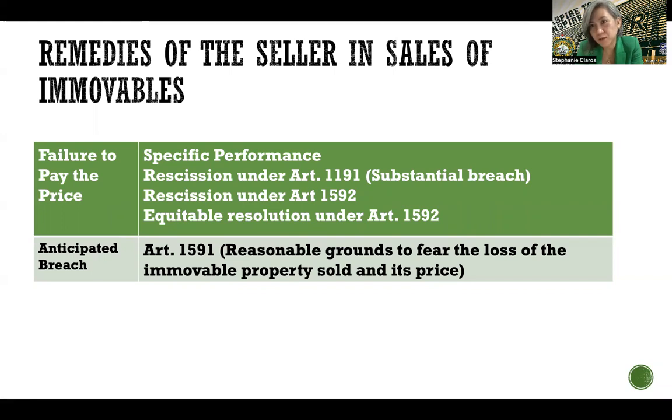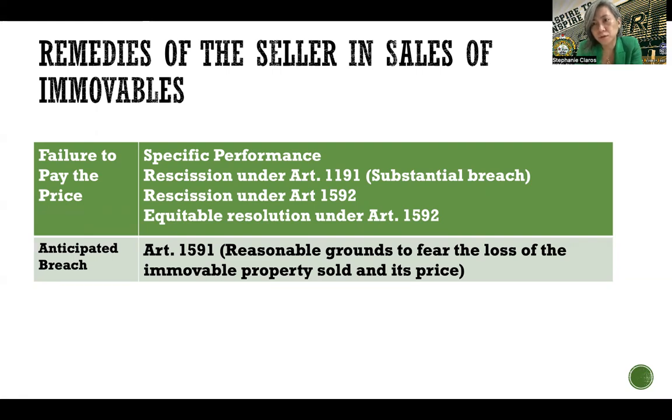So the remedies available to the seller will be specific performance if the seller still believes that the buyer has the capacity to pay. Okay. Otherwise, the seller will have no choice but to ultimately rescind the contract of sale in order to recover the immovable if there has been previous delivery of the property.